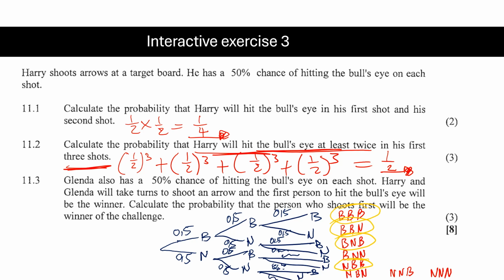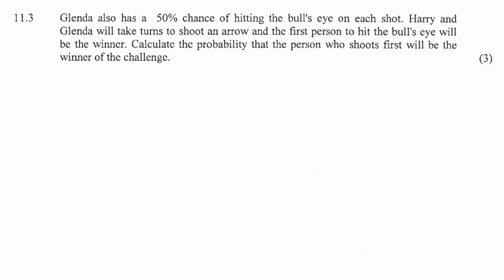Okay, let's now go to 11.3 and do this separately on another slide. 11.3 is saying Glenda also has a 50% chance of hitting the bullseye on each shot. Harry and Glenda will take turns to shoot an arrow, and the first person to hit the bullseye will be the winner. Calculate the probability that the person who shot first will be the winner of the challenge.